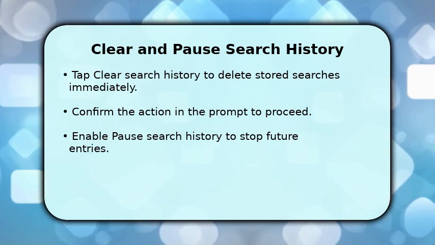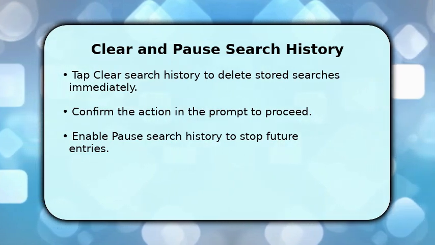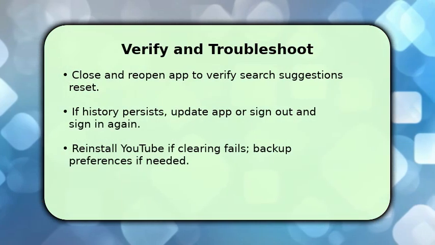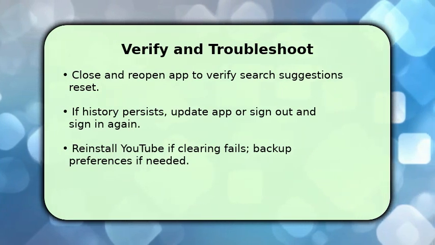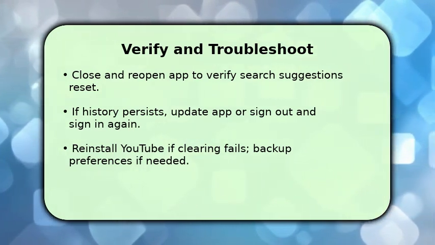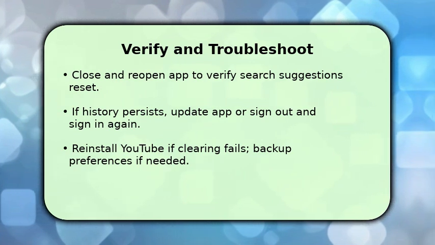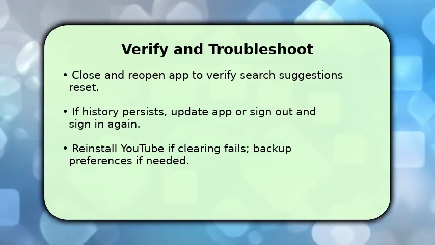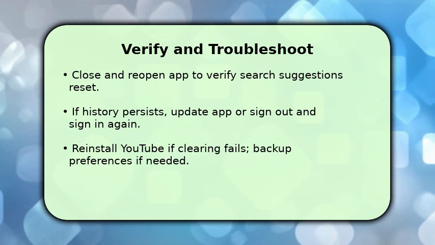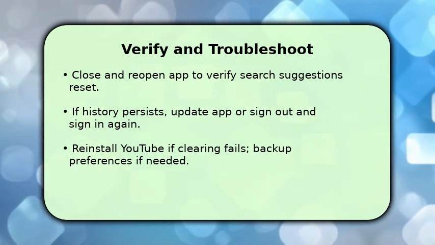But for a full wipe and ongoing privacy, once you clear and pause, close and reopen the YouTube app and type a search to verify suggestions no longer reflect past queries. This confirms the removal. If old searches still appear, make sure the app is updated and that you cleared the correct Google account. Sign out and sign back in to force a sync.